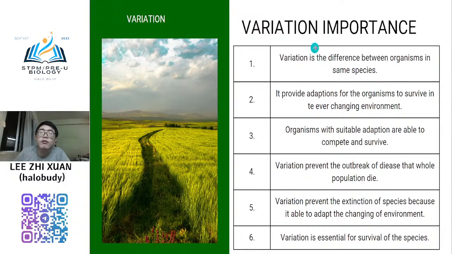So why are these differences very important to the ecosystem? Normally it provides adaptation for organisms to survive in the ever changing environment. Meaning that different types of characteristics are able to adapt to that environment. So organisms with suitable adaptation are able to compete and survive.